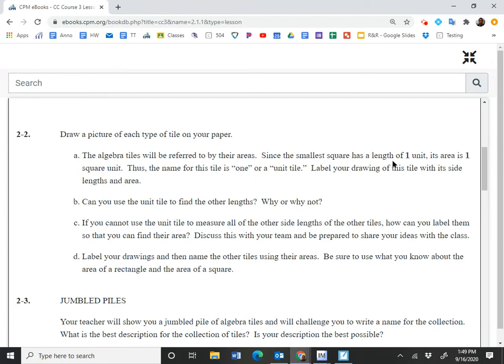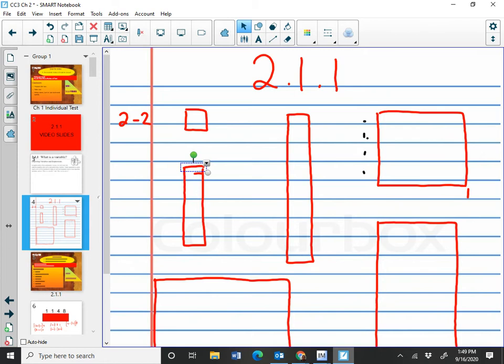Since the smallest square has a length of 1 unit, it is a 1 square unit tile. Okay. Thus, the name for its tile is 1 or a unit tile. Label your drawing using this tile with its side lengths and area. Okay, so on our paper right now, we are going to go ahead and label our unit tile. This side is 1, this side is 1. So the area, which we multiply length times width, we get 1 or unit tile. Label it, please. Okay, so that one's 1 because the sides are 1 by 1, and to get the area, we multiply length times width.